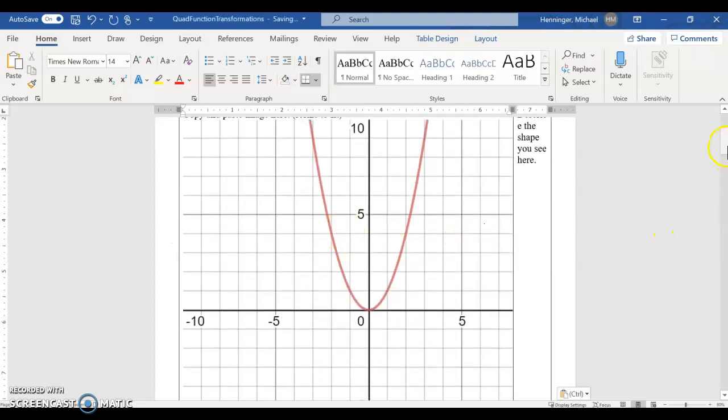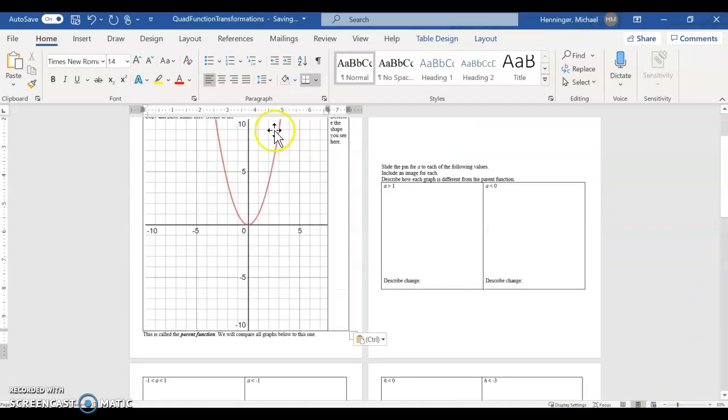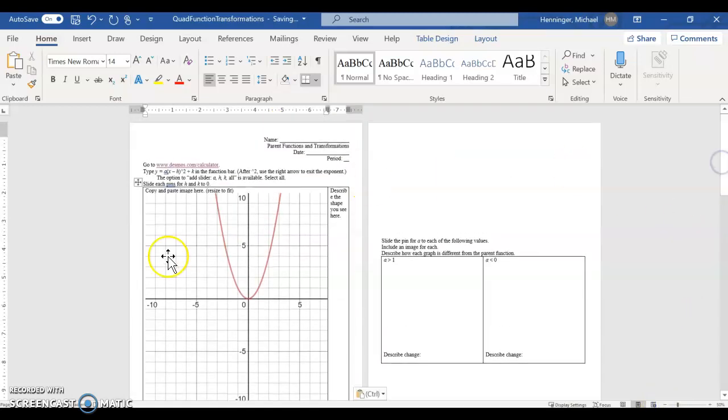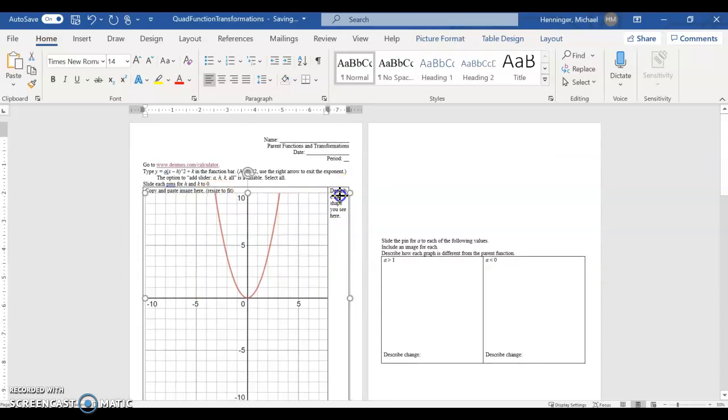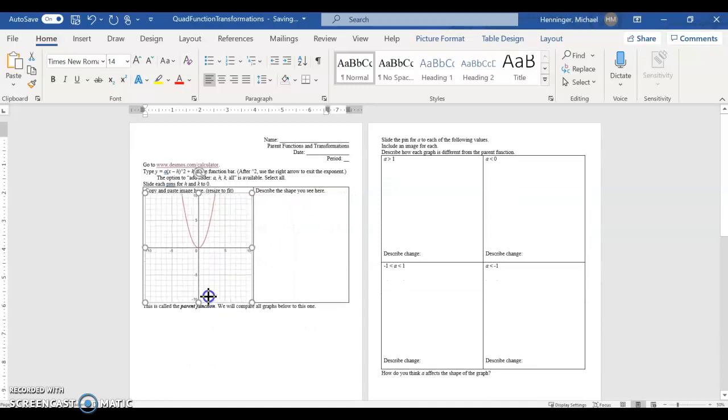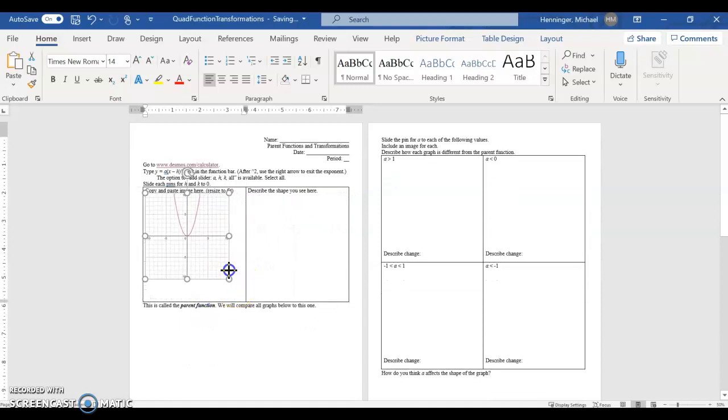Now you can see this image is really, really big. So note on the directions right here, it says resize to fit. So I'll click on this image, I'll grab one of these nodes on the corner, and I'll shrink it way down, so that it fits in that box. And then we want to describe the shape that we see. Well, if you take a look at this graph, guys, tell me what you think it looks like.